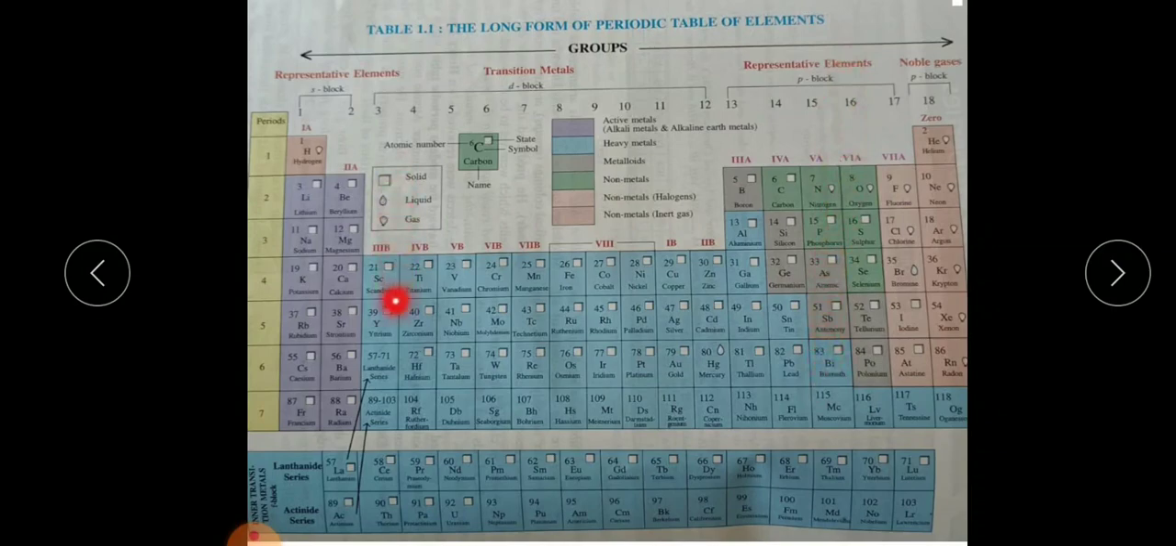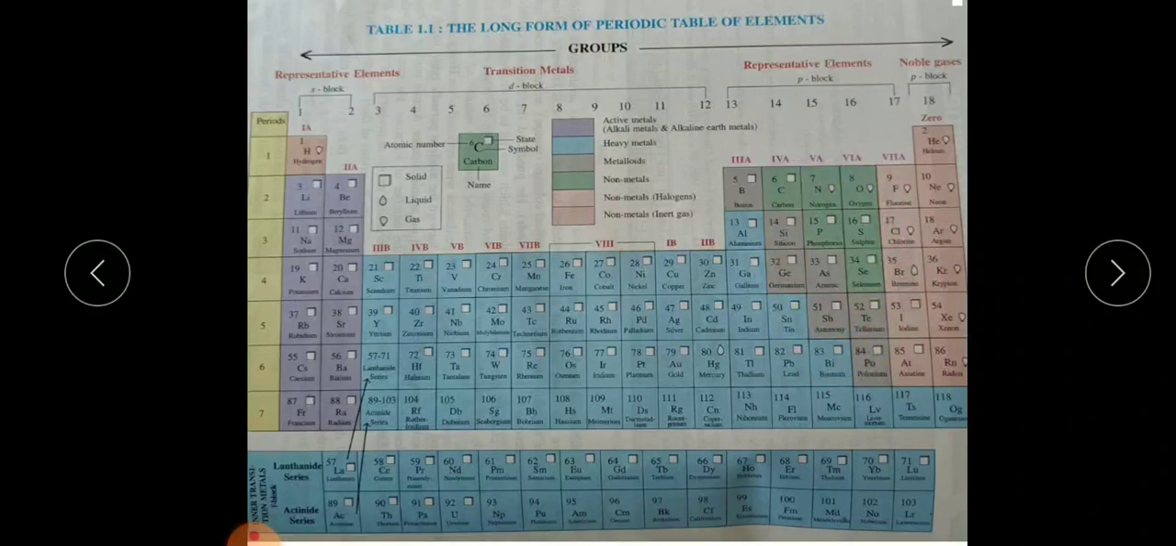Now from group 3 to group 12, they are called transition metals. The reason is that in this region the elements make a transition or change from metals to non-metals. They are known as transition elements. If you write down the electronic configuration, you'll find that the last electrons go into the d orbital. Because of that, they are placed in the d block. Similarly, this is the p block element. When you write down the electronic configuration of these elements, the last electron will go into the p orbital, so it is the p block. And the last one is noble gases.